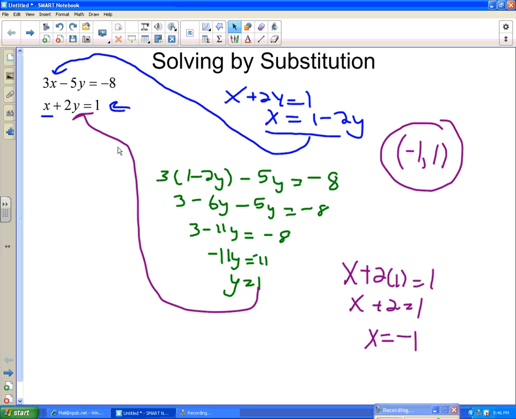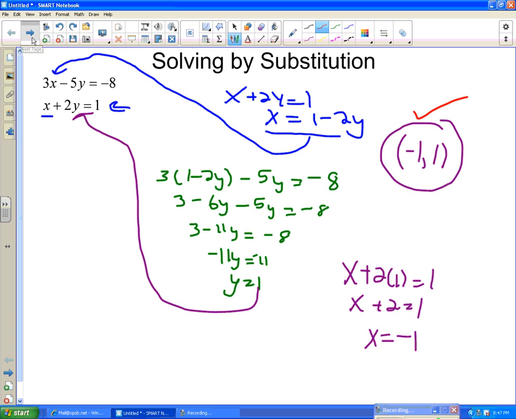Now, you can check your answer, and I would encourage you to do so in your head. I could pick up a negative 1, drop it in for x here, so I get negative 3 minus, if y is 1, 5, and so a negative 3 minus 5 is a negative 8, so it checks in the first equation. I'll plug in a negative 1 here. I get negative 1 plus 2 times 1 is 2, so negative 1 plus 2 is 1, so that checks. Remember, the solution has to satisfy all the equations in your system, and this does, so I know that I have found the correct solution.